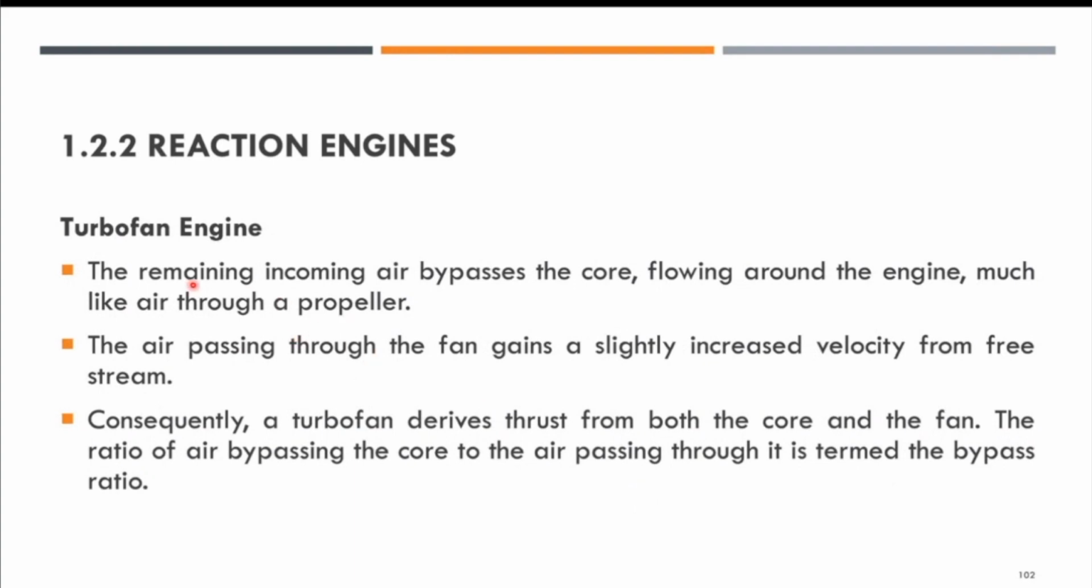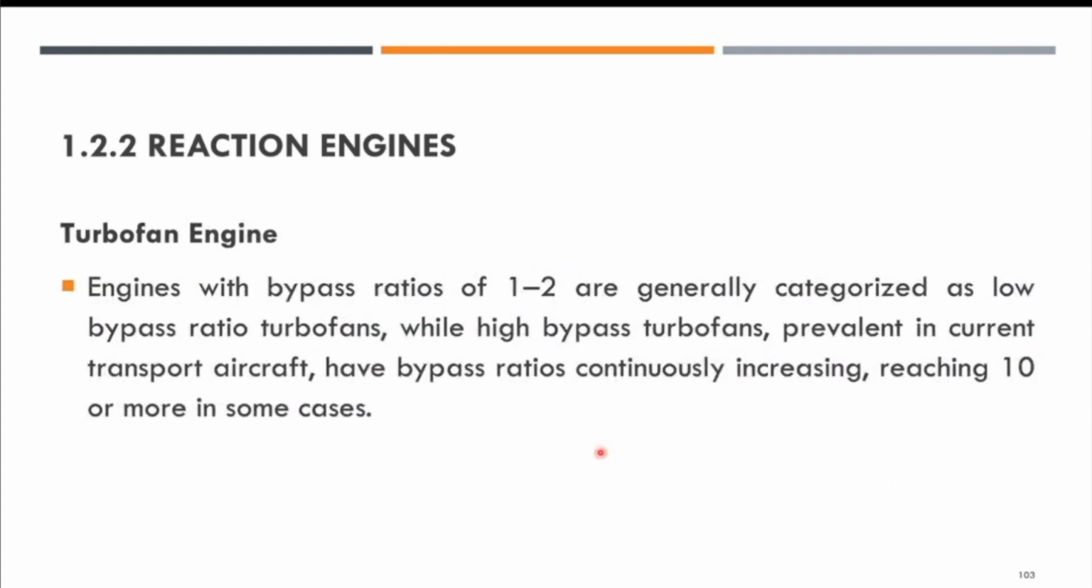The remaining incoming air bypasses the core, flowing around the engine, much like air through a propeller, and the air passing through the fan gains slightly increased velocity from the free stream. Consequently, a turbofan derives thrust from both the core and the fan. Engines with a bypass ratio of normally 1 to 2 are generally categorized as low bypass, and we have bypass ratios of 10 and more in some cases.